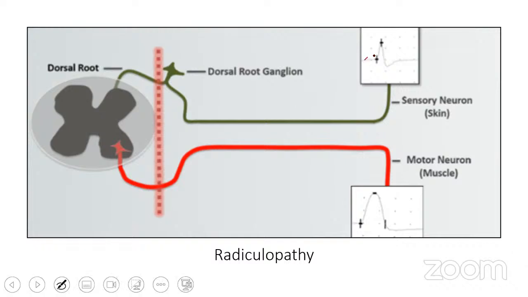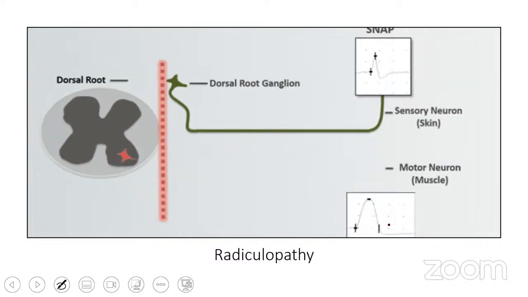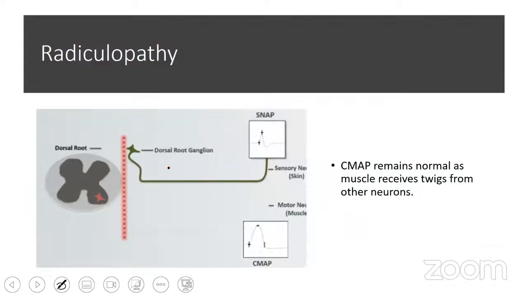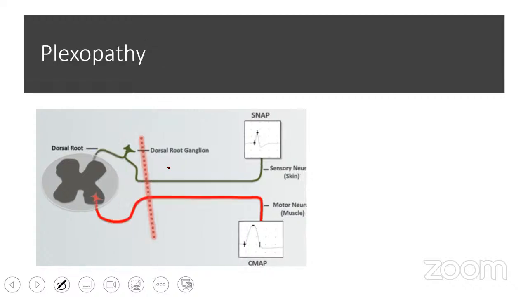You can see the sensory nerve action potential is preserved in cases of radiculopathy, and there may be a drop in motor unit action potentials, MUAPs, CMAPs in radiculopathy. There may be a drop, meaning this is gone, so you will have no MUAP here, and CMAPs remain normal or may be diminished as some muscle receives twigs from other neurons. I'll show you on the EMG how the motor units are dispersed in typical muscle fibers.